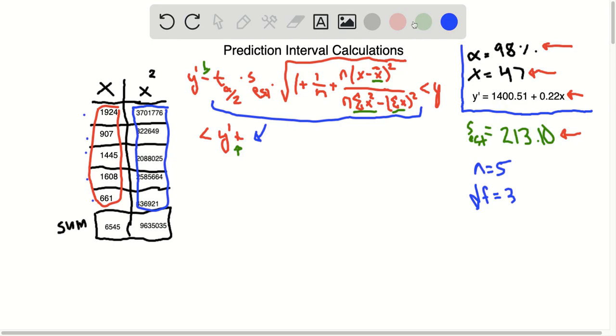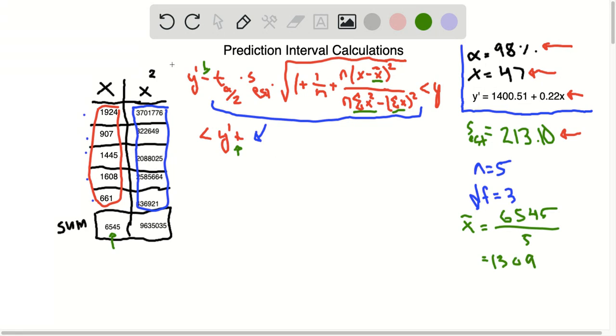As I stated earlier, we're going to want to calculate our average of the x values, so our x bar. Calculating our x bar, we're going to look at the sum of all of our x's, or 6,545, right here. And I'll point to it with an arrow so we know where we're getting that from. Our sum of all of our x values divided by how many x values we have, or n in this case, which is 5, which gives us an x bar value of 1,309.